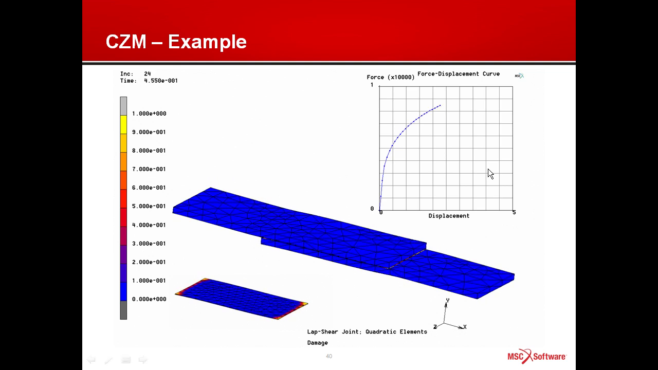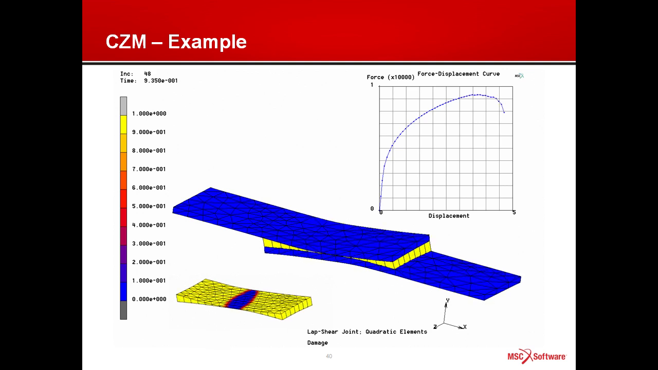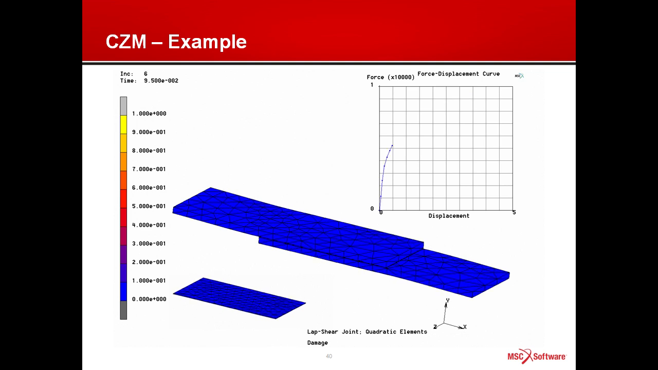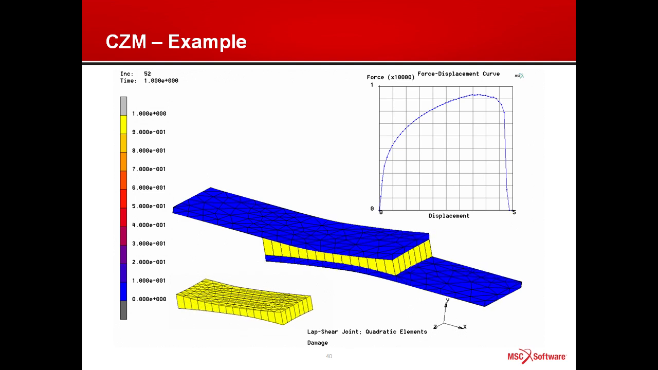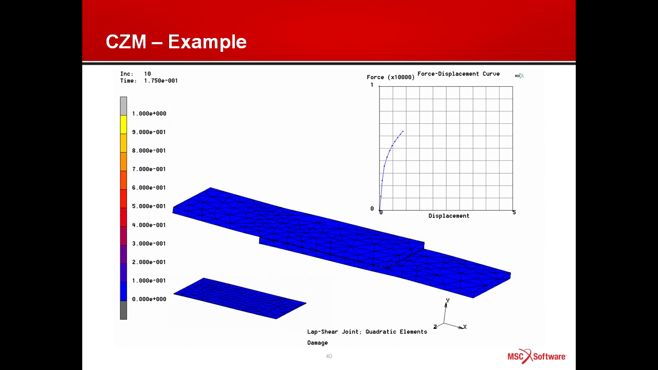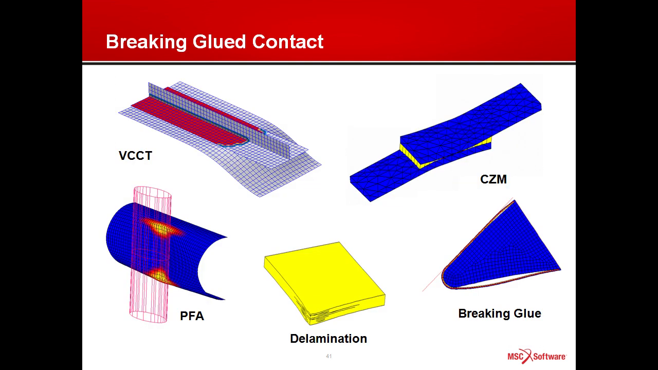Okay, one important point to point out here is that with CZM, you do not require an initial crack in the structure. Recall that with the VCCT method, the user had to provide an initial crack in the model. So the advantage of the cohesive zone method is you don't need an initial crack to exist in your model. Okay, so that concludes the CZM discussion. I hope you have some ideas on how you might be able to apply cohesive zone modeling to your existing modeling requirements. Let's look at the next one, breaking glue.